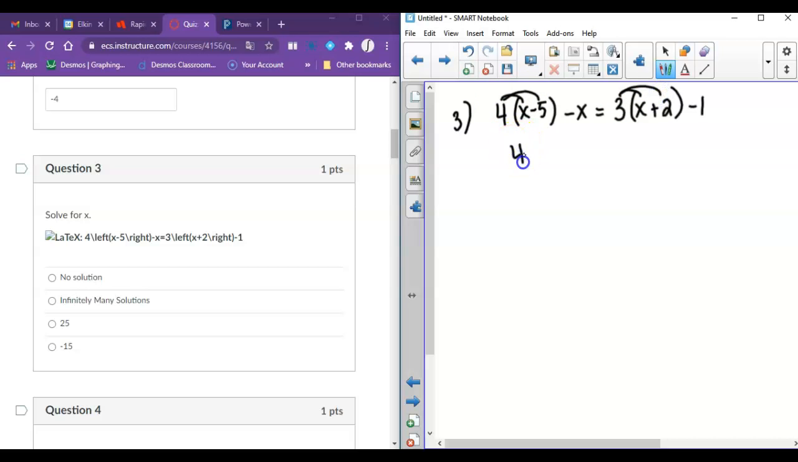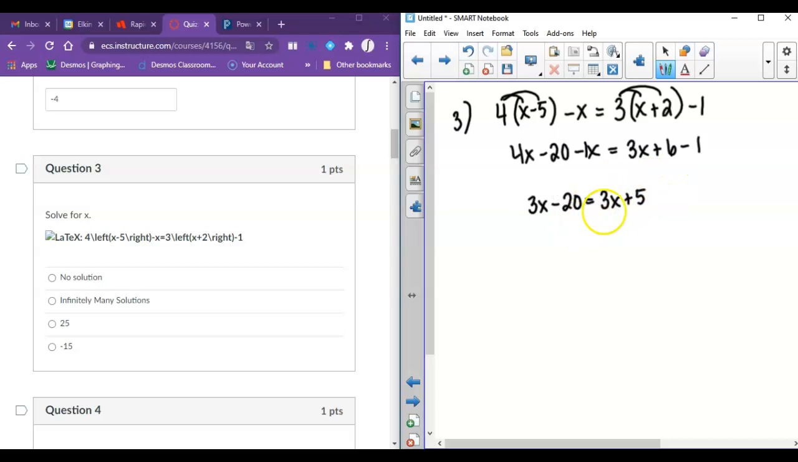So we'll get 4x minus 20 minus x equals, and then over here we'll get 3x plus 6 minus 1. And so we want to combine our like terms. We've got 4x, and this is like a negative 1x here. When we put those together, we're going to get 3x minus 20. And over here on the right side, we'll get 3x plus 5.